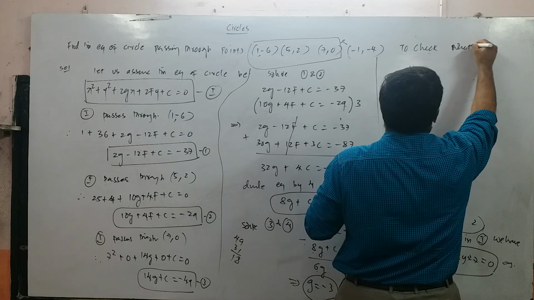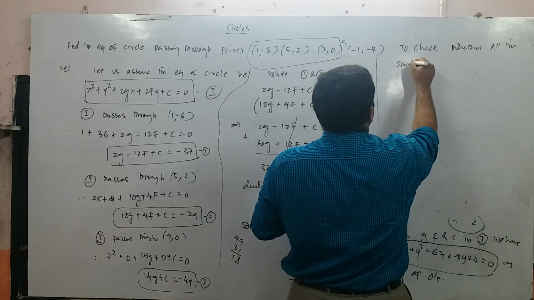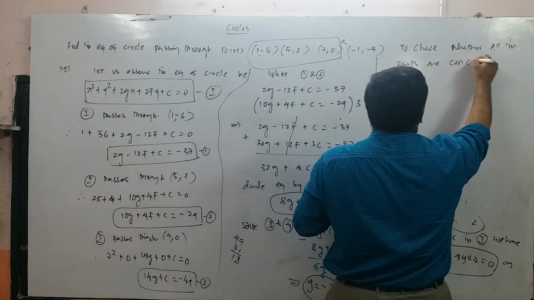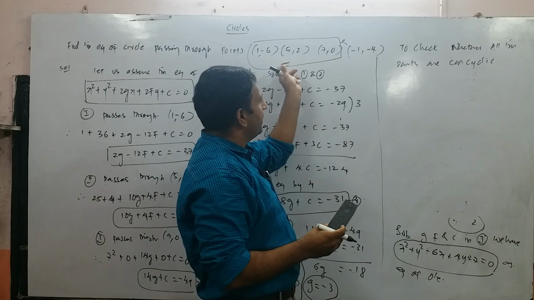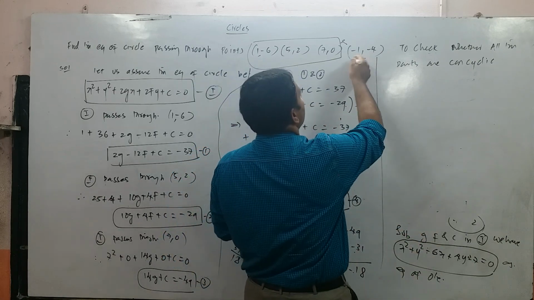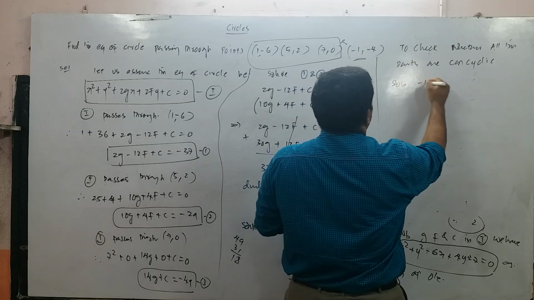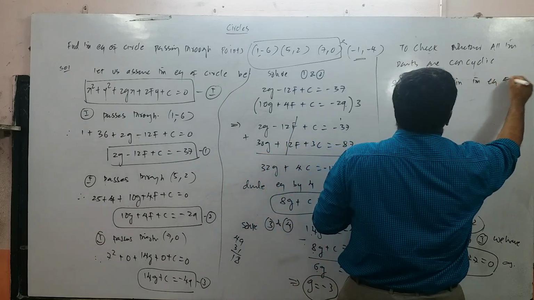whether all the points are concyclic. Concyclic means what? Lying on the same circle. Already you constructed the equation of circle using 3 points, so definitely they are lying on it. Now what you need to do? You need to substitute the fourth point. You will substitute -1, -4 in the equation of circle.